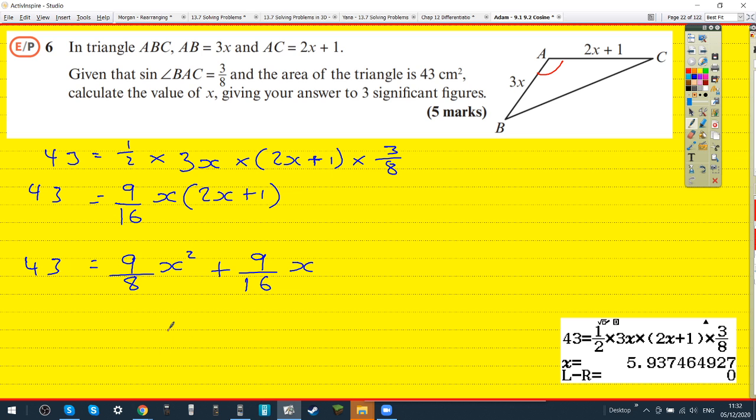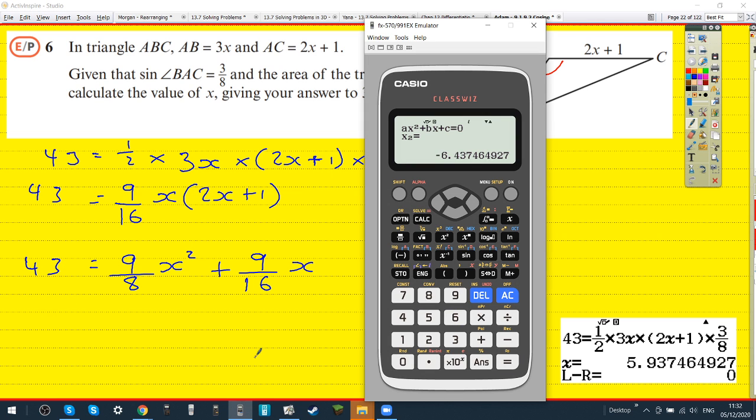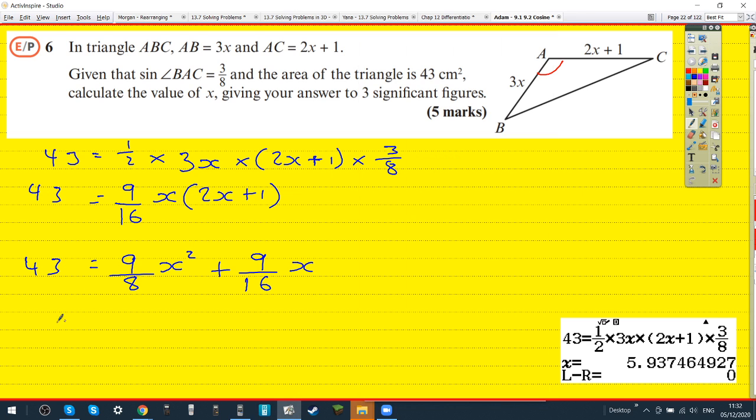I put 9 over 8 into the calculator and then into the polynomials, and it came out as 1.125x squared plus 0.5625x plus 0. Oh, minus 43. Yeah, I didn't put in the end. You have to make minus 43 on both sides. Yeah. Sorry.